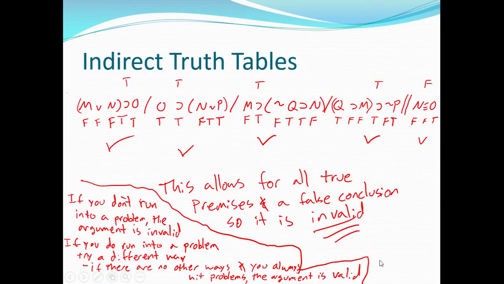So if you don't run into a problem, the argument is invalid. If you do run into a problem, try a different way. If there are no other ways and you always hit problems, then you can say the argument is valid. So that's the indirect method for evaluating truth tables. Go ahead and get working on your homework, and I'll see you next time.